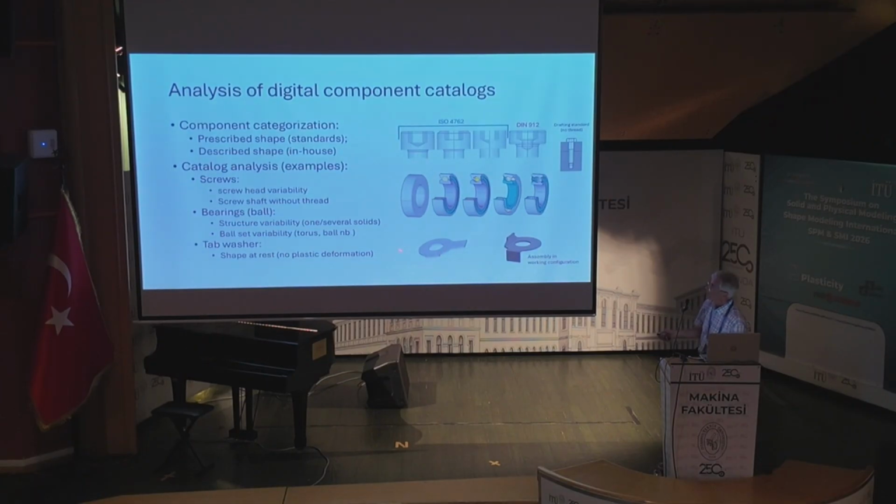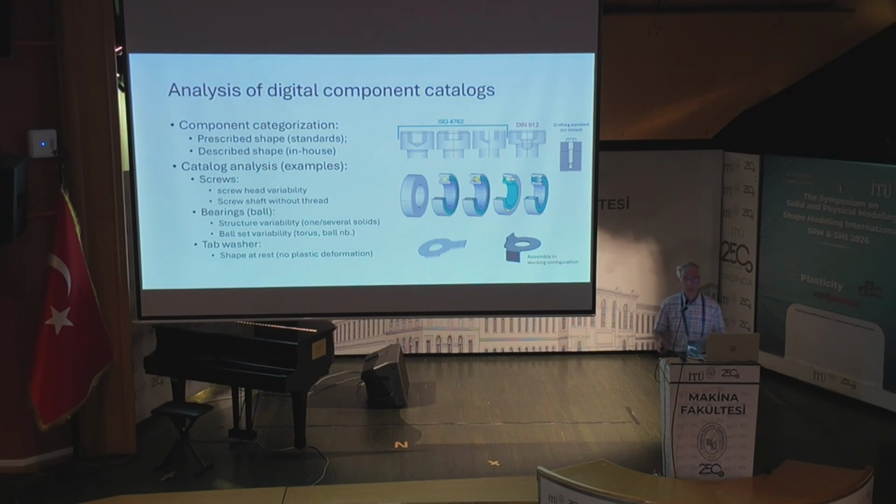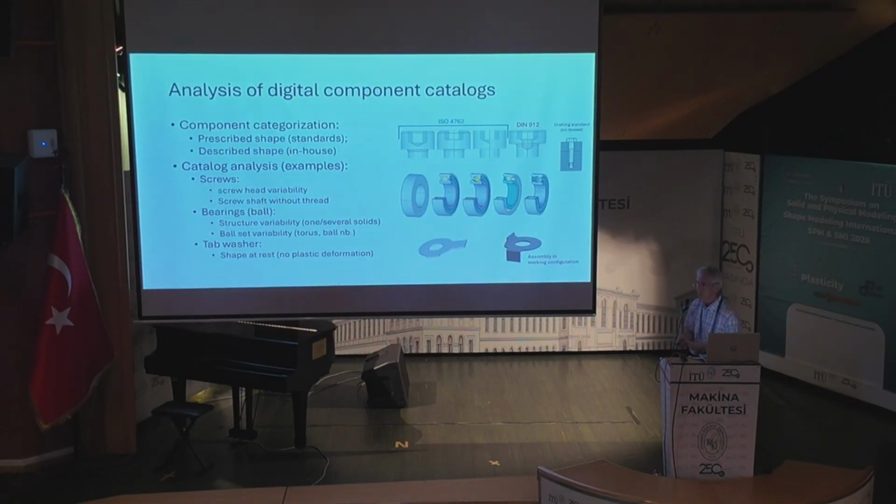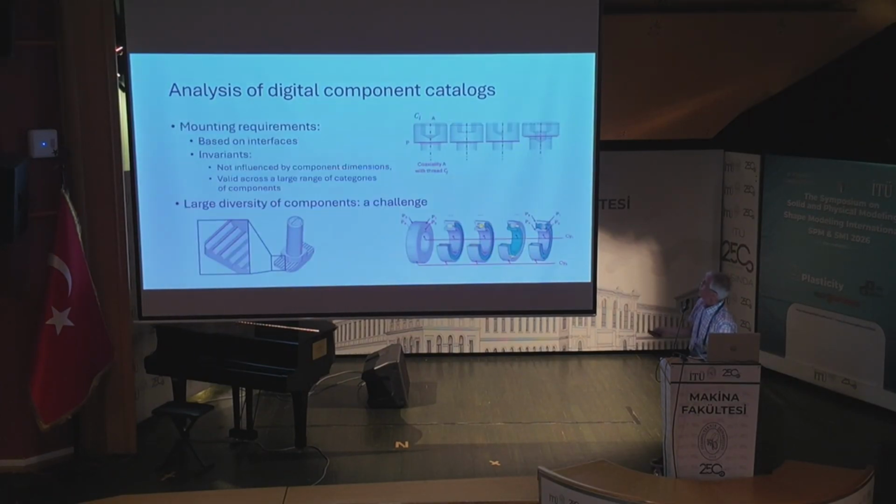You have an example of what you can find also in digital component catalogs: for the tab washer, you never find the tab washer like that. You find the tab washer, I would say, in a rest configuration, because the tab washer, between the assembly phase and the working phase, is subjected to plastic deformation. And so, of course, the shape is very different in the working phase and prior to the assembly phase.